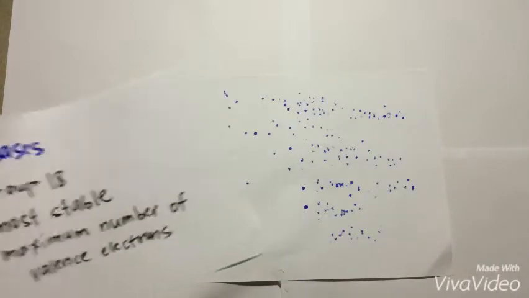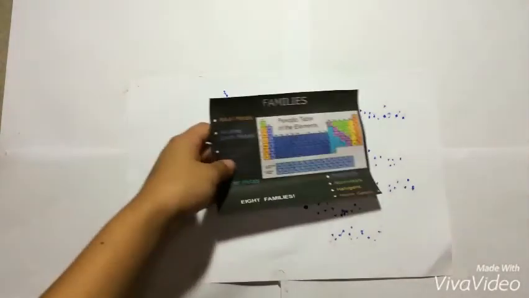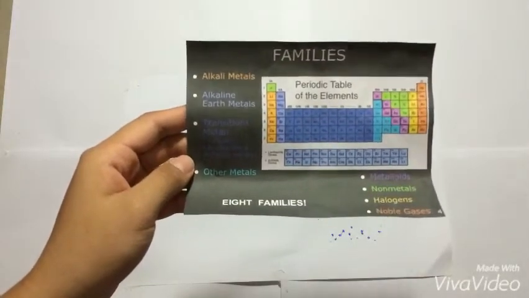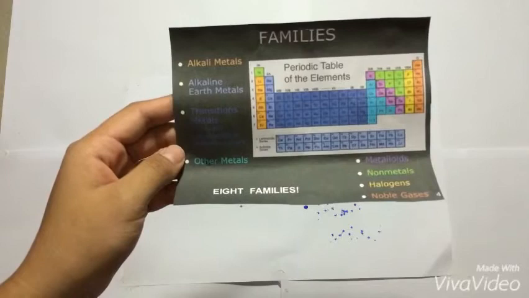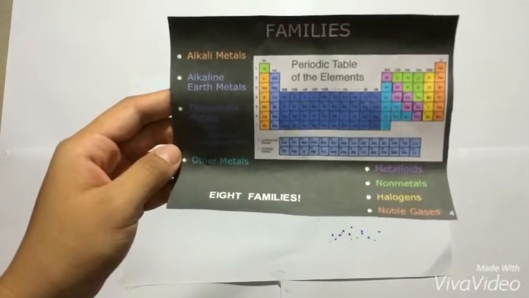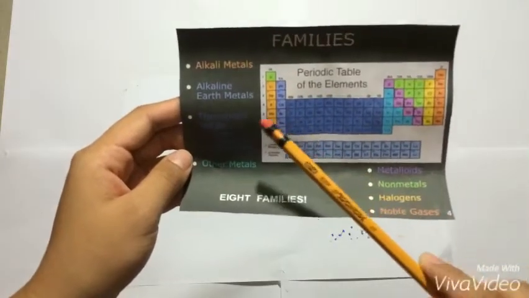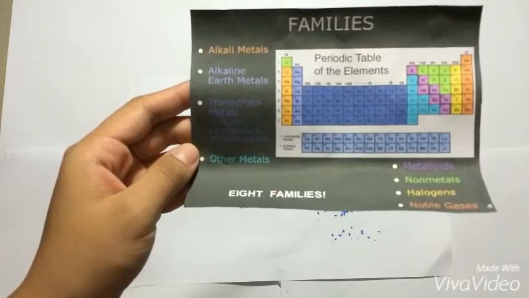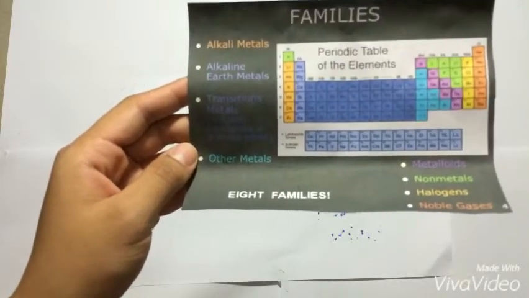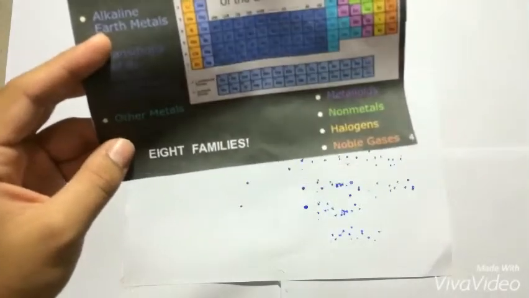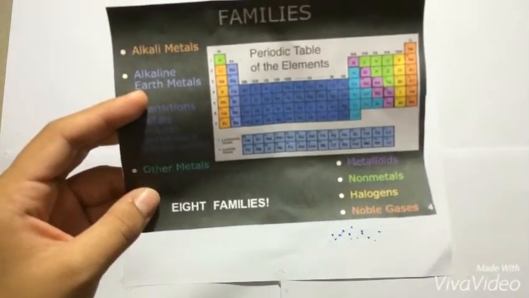Next, we will proceed with the group or family. Let's take a look at this one. It is a vertical column in the periodic table. Examples of the families are the alkali metals, the alkaline earth metals, the transition metals, and other metals. We have metalloids, non-metals, halogens, and noble gases.